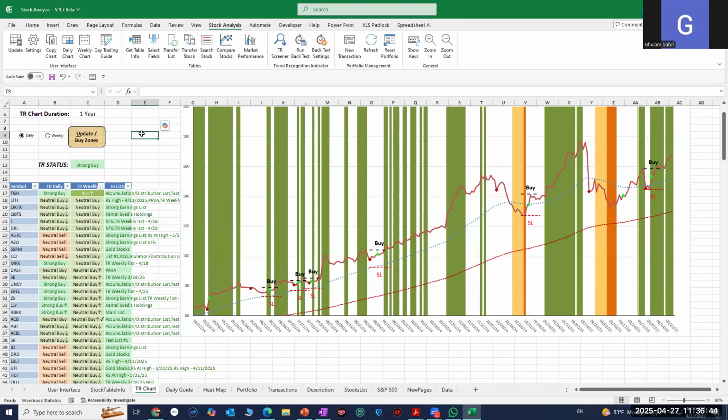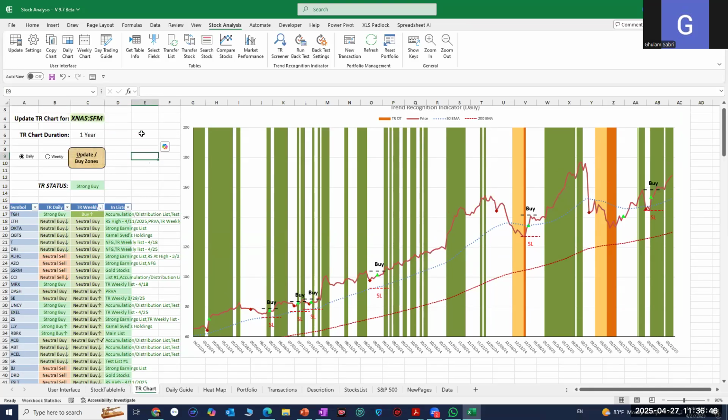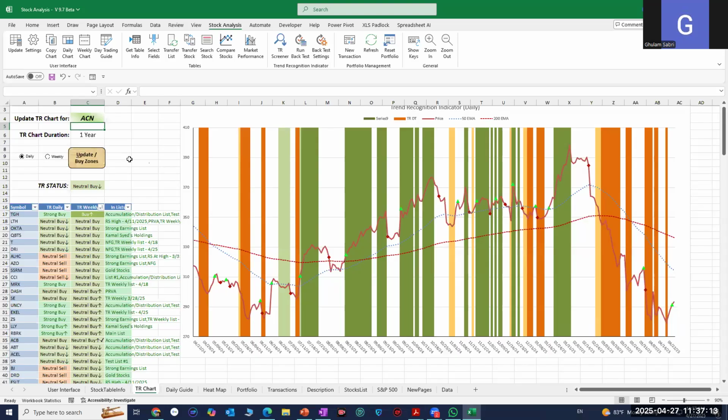Now this is a different... This is not, this is still SFM. I think I have a request to run it for ACN. So let's see, run it for ACN, and let's see how it performed during the last 1 year. So it's now calculating all these things, buy points and the TR indicator. That's why it's a very heavy kind of calculation, and it's done.